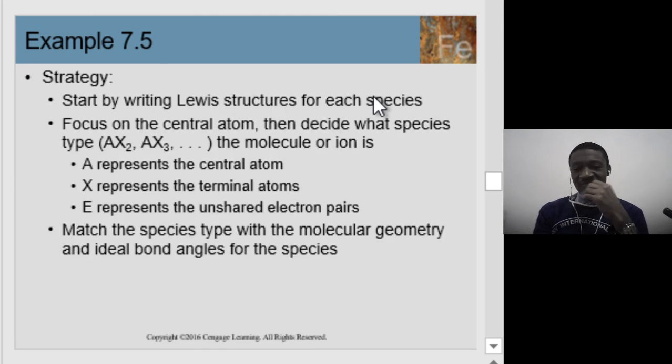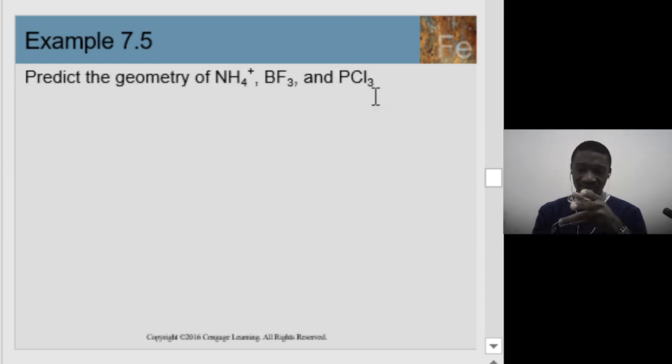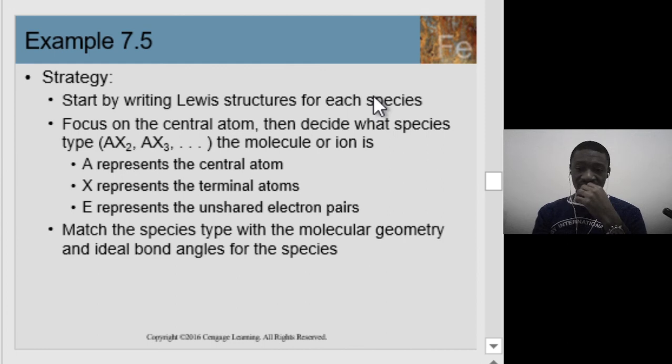Then the strategy is the A, which is the central, the X, which is the number of terminals, and then the E, which is the unshared electrons. So we ask ourselves first and foremost, what is the central? Looking at it, N is the central for ammonium, B is the central for boron trifluoride, and P is the central for the other. Then what are the attachments? You have 4 attachments, 3 attachments, and 3 attachments. Then what are the lone pairs? That's just how you're going to do it.